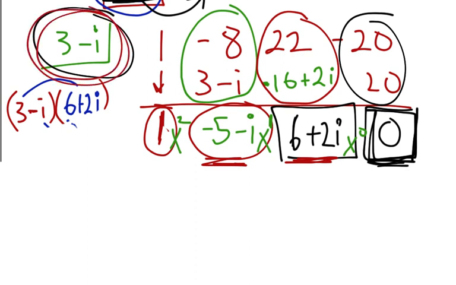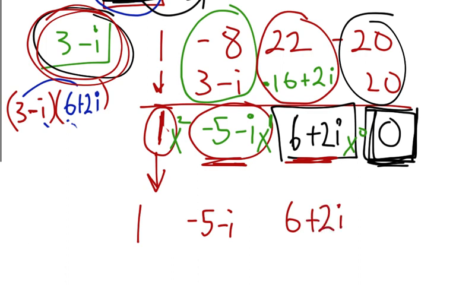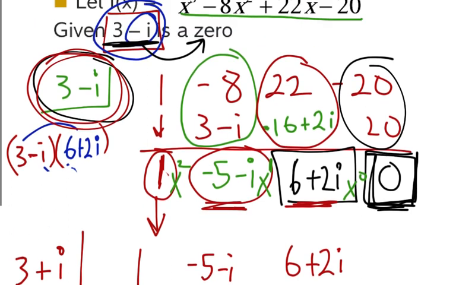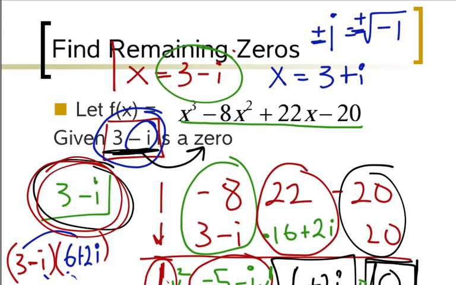Because I know that 3 minus i went in evenly, I want to now take these coefficients, the i, the negative 5 minus i, and the 6 plus 2i, as my coefficients, and do synthetic division now with 3 plus i. Because again, let's go back up, where I said that we have 3 minus i as the root that was given, and it automatically comes with a 3 plus i as a leftover, a secondary zero. Okay, and we're trying to find all the zeros.